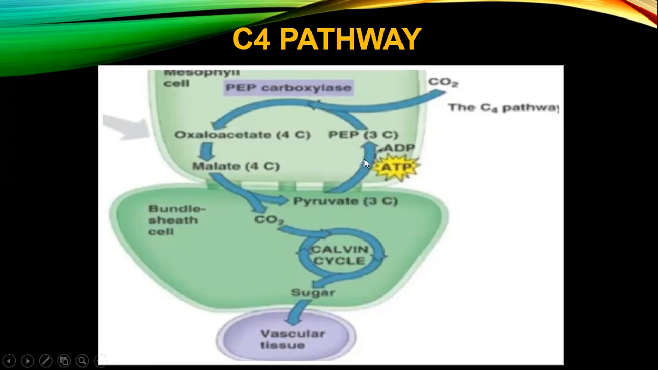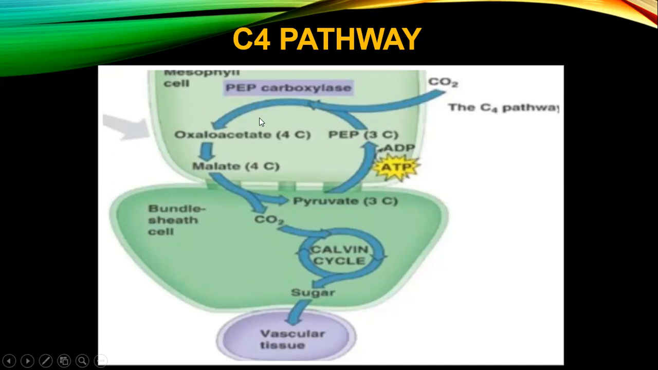So once again I will repeat it. Carbon dioxide is absorbed from the air by the mesophyll cells. Carbon dioxide in the mesophyll cell combines with a 3 carbon molecule, which is called phosphoenol pyruvate, and as a result a 4 carbon molecule is formed, which is called oxaloacetate. This oxaloacetate is further converted into a 4 carbon molecule, which is malate. Malate then passes into the bundle sheath cells. From the malate in the bundle sheath cells, carbon dioxide is removed and this changes back into a 3 carbon molecule, which is called pyruvate. Pyruvate passes back into the mesophyll cells, where it is used to regenerate phosphoenol pyruvate, and phosphoenol pyruvate is once again ready to accept one more carbon dioxide.